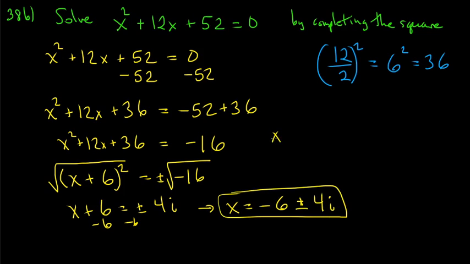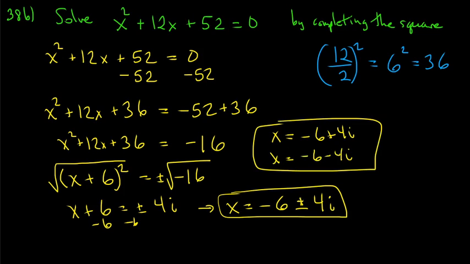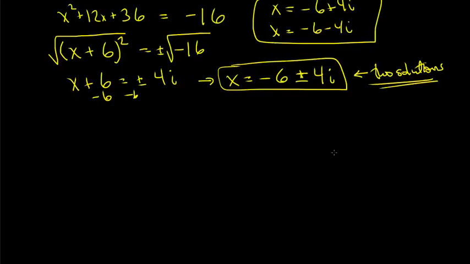And you can leave it like that, or you can split them up: negative 6 plus 4i, negative 6 minus 4i. And again, I like doing that because I want to emphasize that even though this is one statement here, there's really two separate solutions here. When you solve a quadratic equation, typically you do get two solutions. You could get one in some rare cases, but you do get at least one and sometimes two. They may not be real numbers. These are imaginary numbers, these are complex numbers, but they can be solutions of quadratic equations.